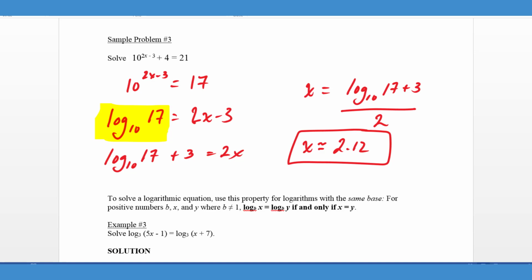That's an example of the two exponential types. The next video will work on the logarithmic types.